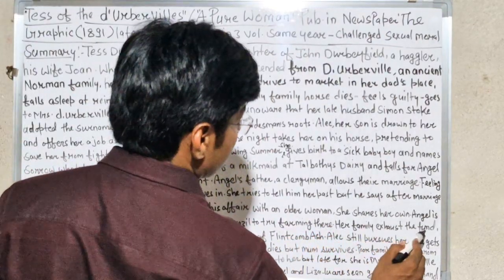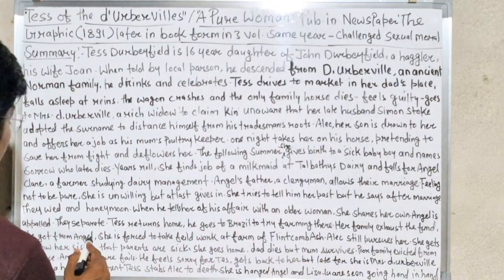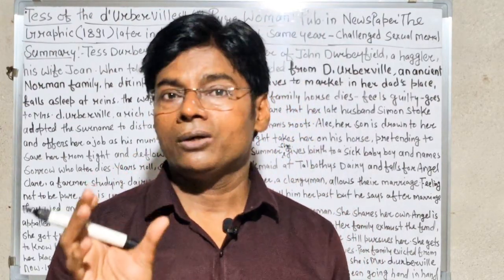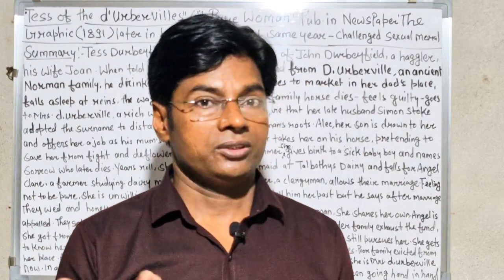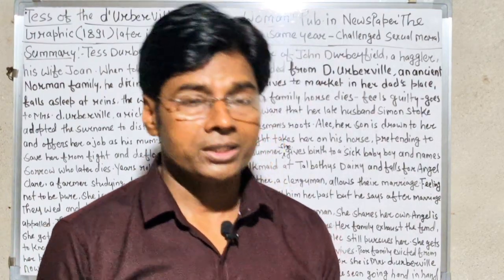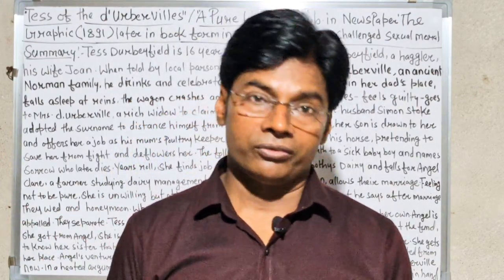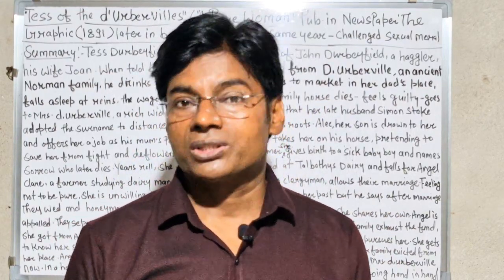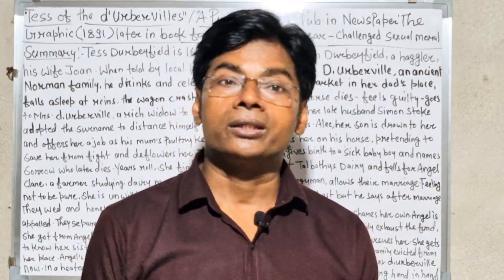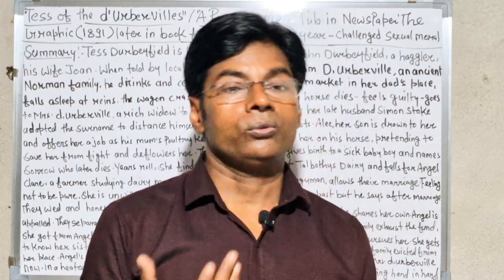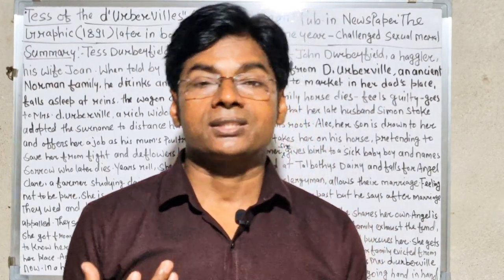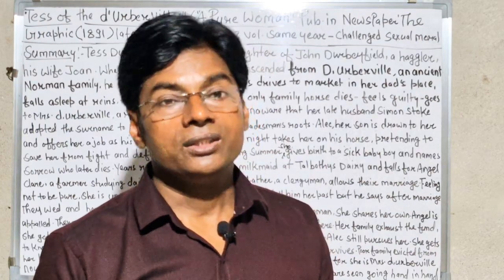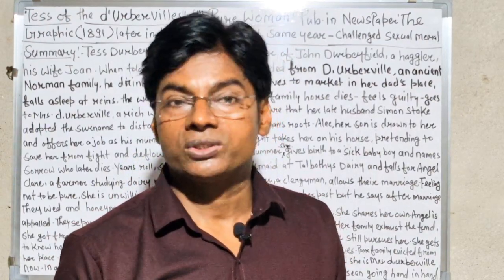Her family exhausts the fund she got from Angel. When Angel starts for Brazil to do farming, he gives a certain amount of money to Tess. Tess comes home with that money and somehow manages the family for a certain period of time, but very soon they find themselves out of money. There is no money to run the kitchen of the family. So again Tess, being the eldest among the siblings, decides to go out and find some job to support the family.